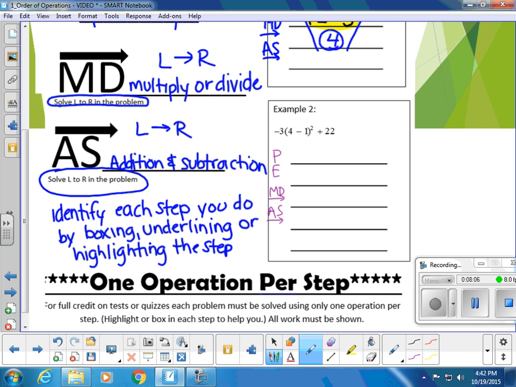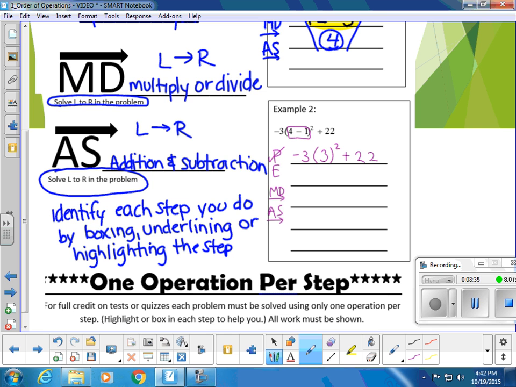My first step is my parentheses. Now notice I've got that little tiny exponent, but it's outside the parentheses. So I have to solve what's inside the parentheses first. So what is 4 minus 1? I've got 3, and then it means times when it's right next to a parenthesis like that. 4 minus 1 is 3. Don't forget your little tiny exponent, plus 22.